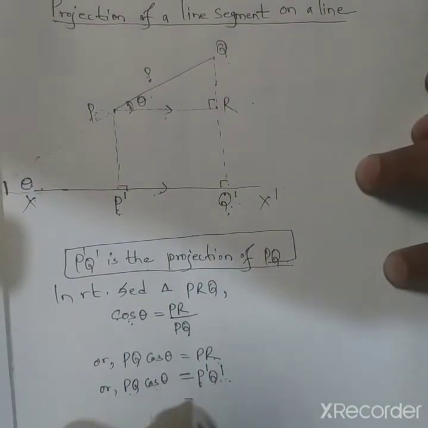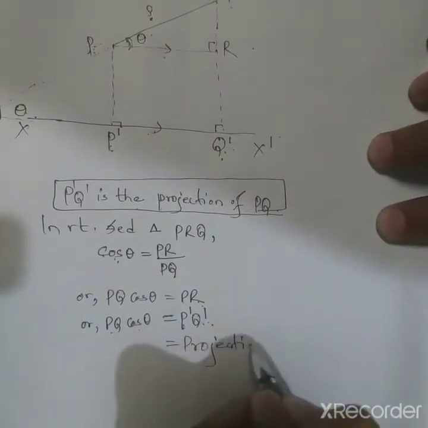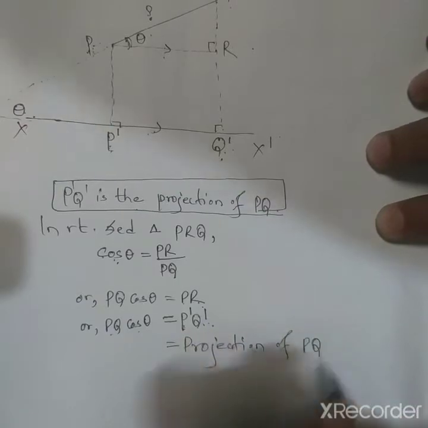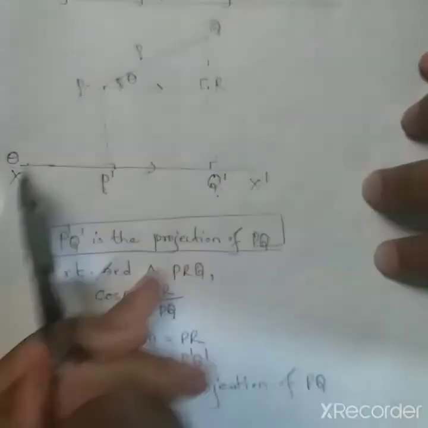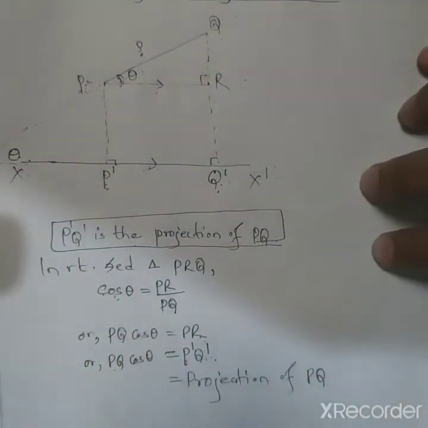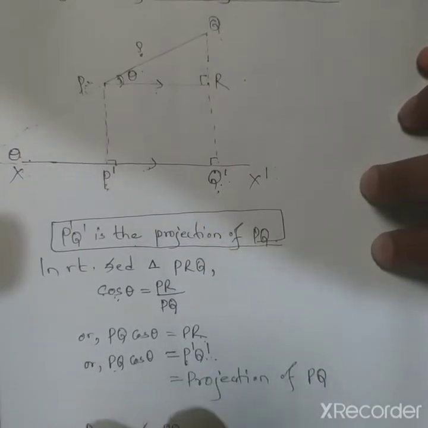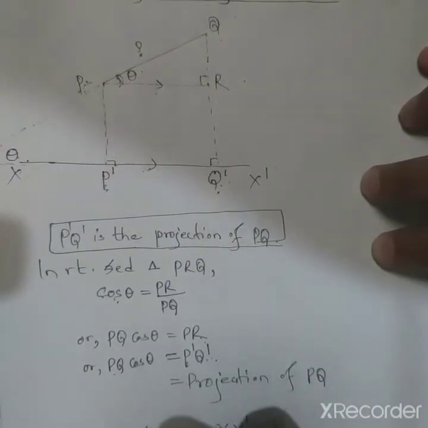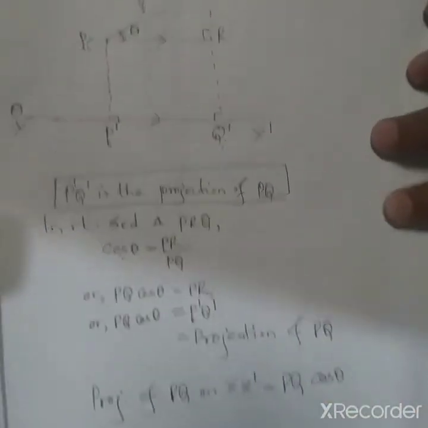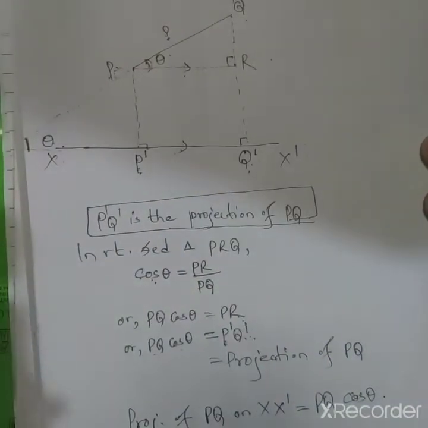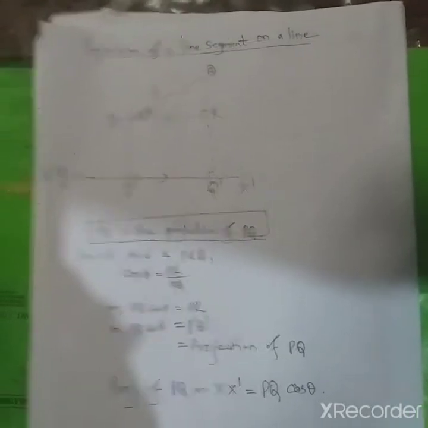Instead of P dash Q dash we can write projection of PQ. So what conclusion do we make? We are finding the projection of PQ on X dash. Then what is our conclusion? We got projection of PQ on X dash equals PQ cos theta. So have a look, and if you need it, you can take a screenshot of it as well.